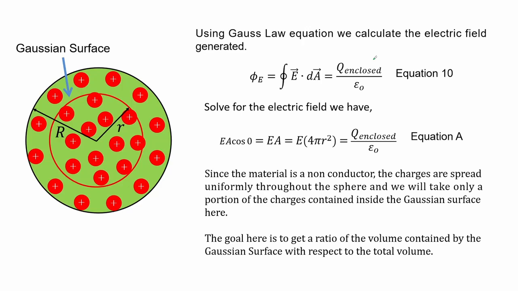Using Gauss' law equation, we calculate the electric field generated, shown in equation 10. Solving for the electric field, we have equation A. Since the material is a non-conductor, the charges are spread uniformly throughout the sphere, and we will take only a portion of the charges contained inside the Gaussian surface here. The goal here is to get a ratio of the volume contained by the Gaussian surface with respect to the total volume.